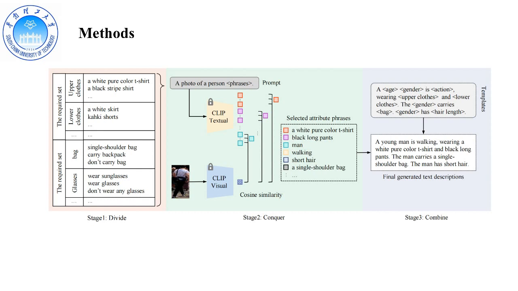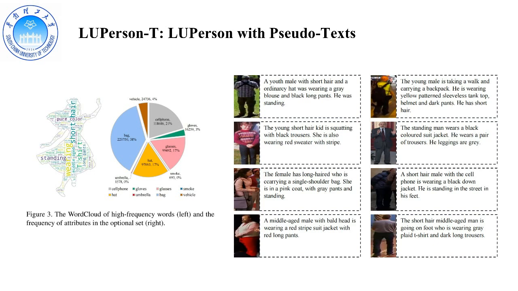Subsequently, we insert the matched attributes into predefined templates to obtain complete pseudo-texts. Moreover, we adopt synonym substitution to enrich the diversity of descriptions. LUPerson-T contains about 1.3 million image-text person pairs, making it the largest text-to-image re-identification dataset in existence, even though the text descriptions are pseudo-texts. The optional set appears 580,257 times in total, in which the occurrence frequency of 4 attributes accounts for 94% of all optional attributes.